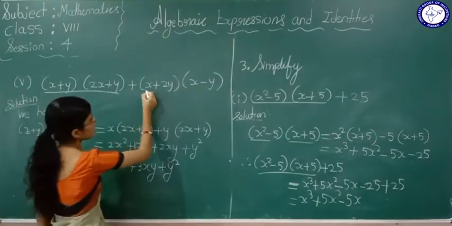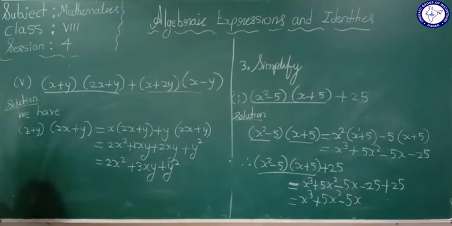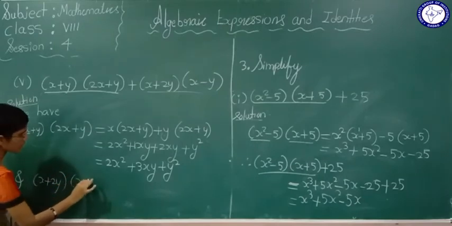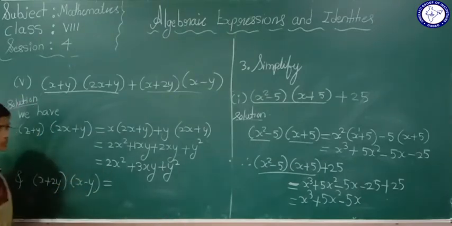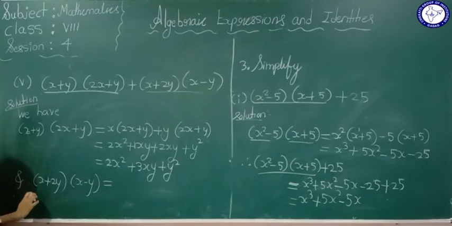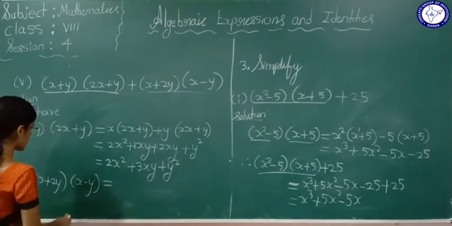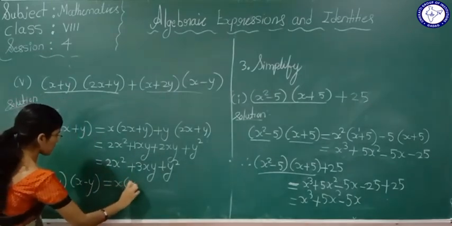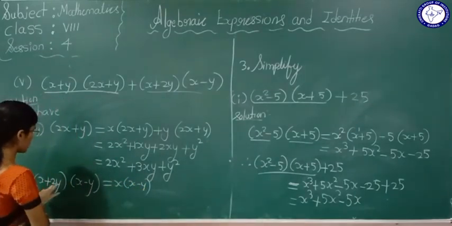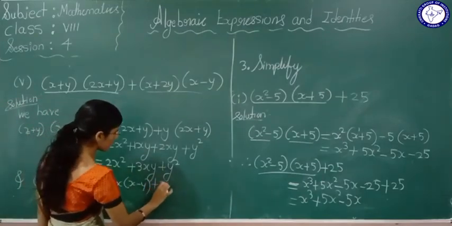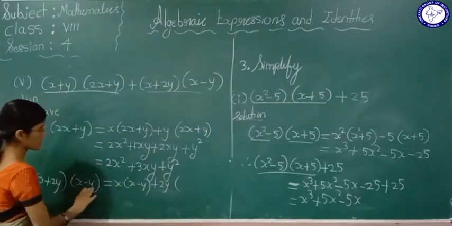Now in a similar way, first we will simplify this part. See, x plus 2y multiplied by x minus y is equal to. Now see, in a similar way, multiply each term of this binomial with every term of the other binomial. Now see what it will become. x multiplied by x minus y, the plus 2y is there, plus 2y multiplied by x minus y.